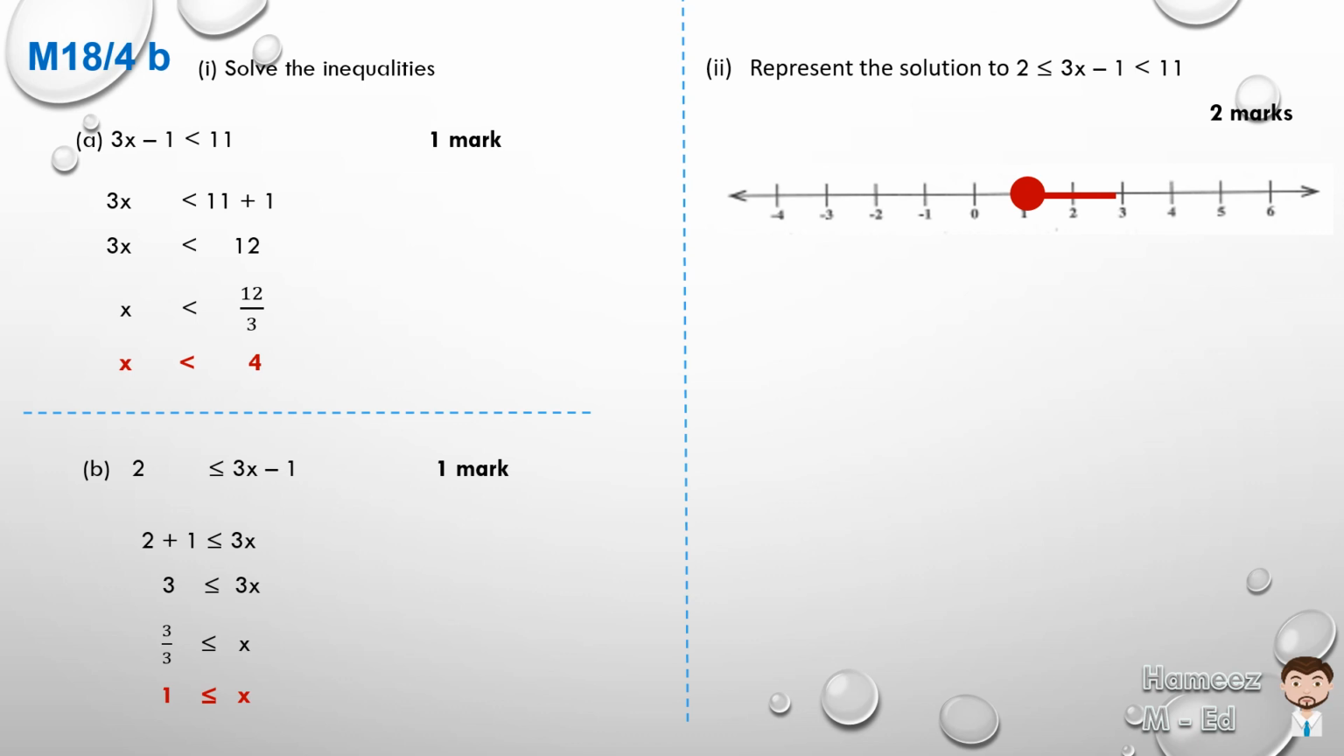Now how far do we go? Let's look at the second part of the question. 3x minus 1 is less than 11. And that was done in part A. When 3x minus 1 is less than 11, it's similar to saying x is less than 4. So we can draw a circle at 4, but notice it is not equal to 4, so we don't make a solid circle. We make a hollow circle to show that x is less than 4, but it's not equal to 4. And if x is less than 4, it's going to the left.